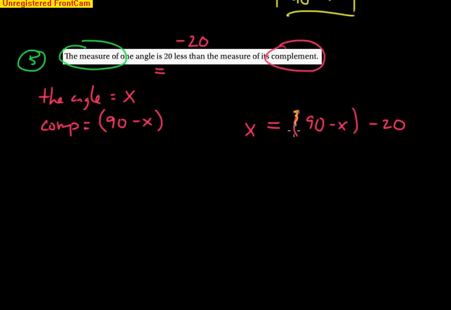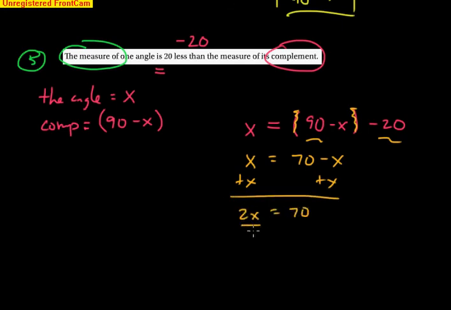First, the parentheses can go away because you're not multiplying by anything. So this is just x equals, we combine the 90 and the minus 20, get 70. Now we're going to add x to both sides to get 2x equals 70, and we're going to divide by 2. And x is 35. So what is the angle? The answer is 35 degrees.